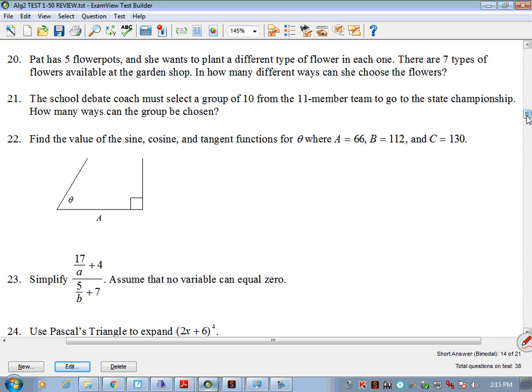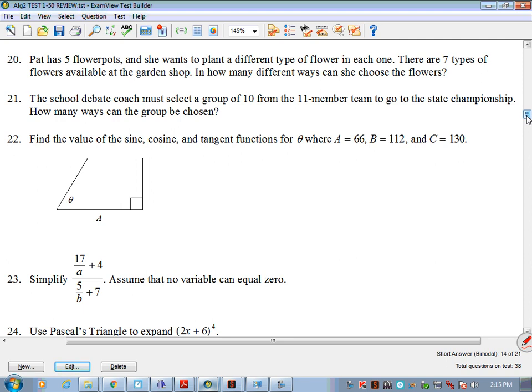Pat has won 5 flower pots. Congratulations. She wants to plant different types of flowers in each one. There are 7 types of flowers available at the garden shop. How many different ways can she choose the flowers?